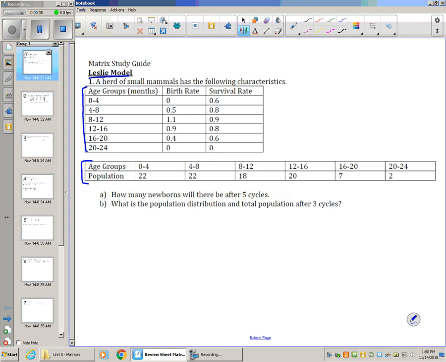Okay? So as long as you can remember that the population distribution for any cycle is equal to the initial row matrix times your Leslie matrix, raised to the k power, representing the number of cycles, okay, you'll be able to figure out these answers for any time period. Okay? So let's do A. It says, how many newborns will there be after 5 cycles?